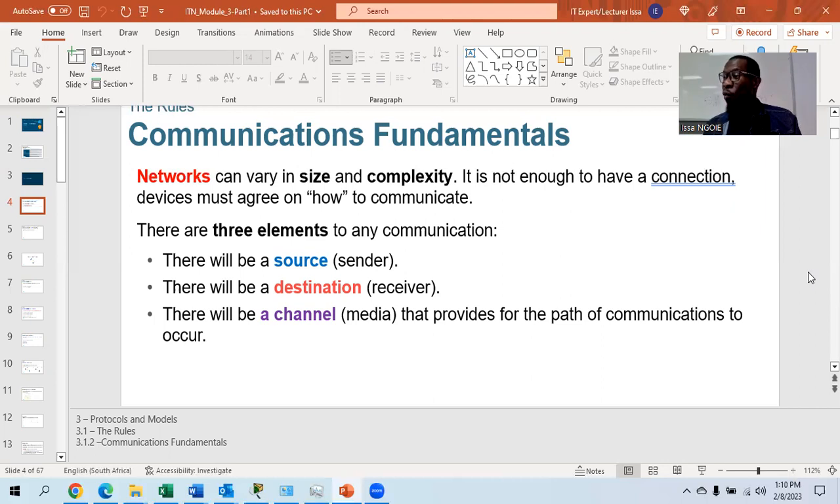And if you are using wireless, wireless is your channel, right? Or if you are using a cable, those cables are your channel. So those are the three elements that we have to consider when we are talking about communications: source, destination, and channel. Let's move forward.